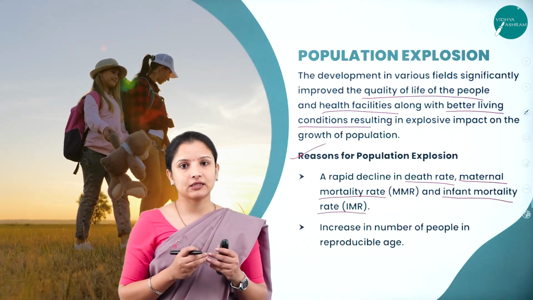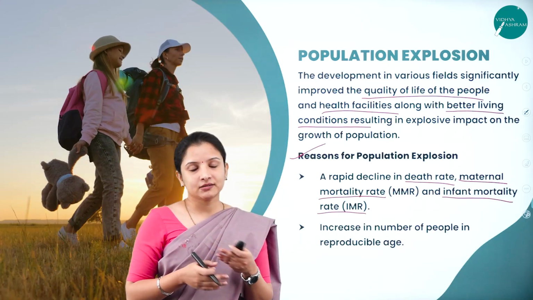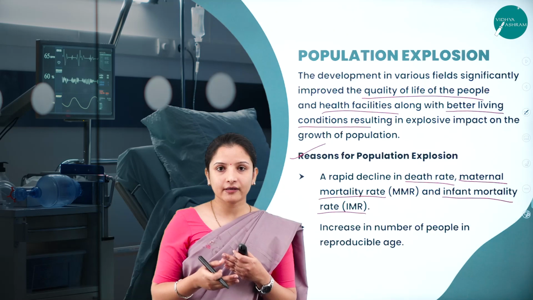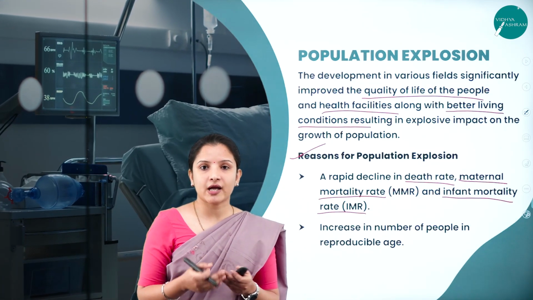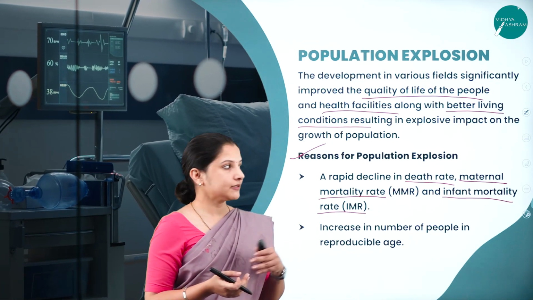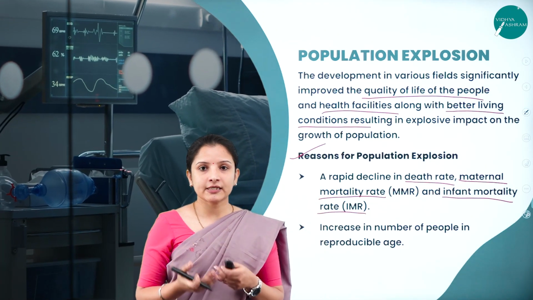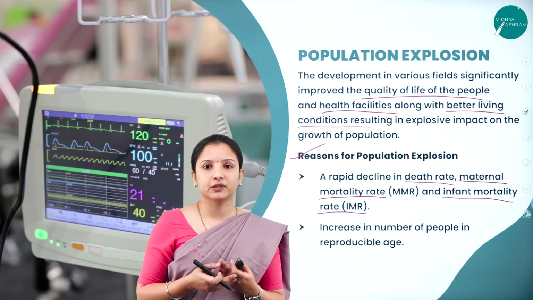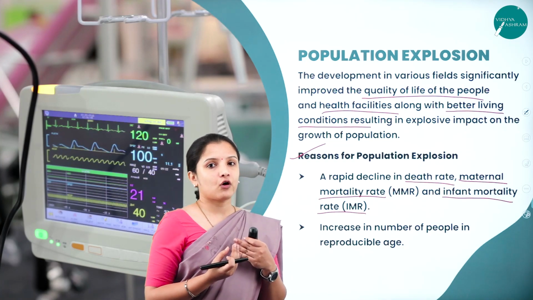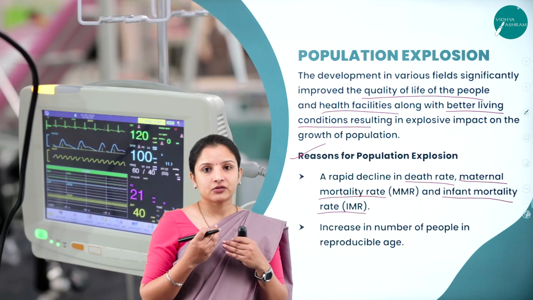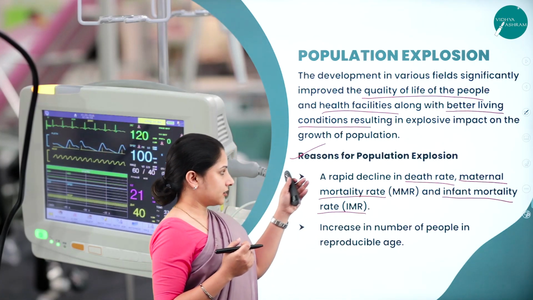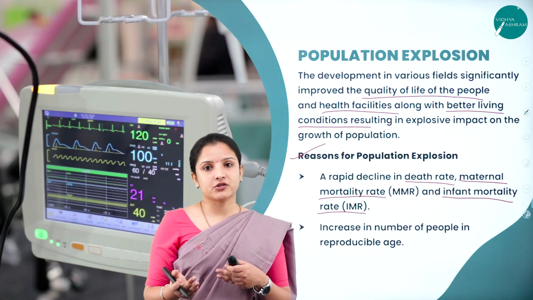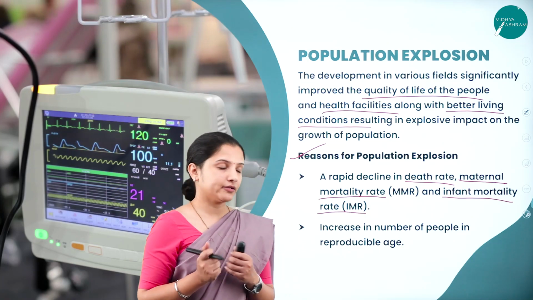Why is this drastic decline there? Because of various improvements in the hospitals, in the care that is provided to the mother during her childbearing age and to the infants, as well as an increase in the number of different laboratory related technologies or hospital related technologies. Because of all those things, the death rate has drastically reduced. And reduction in the death rate has increased the population of a society or a country or the world.